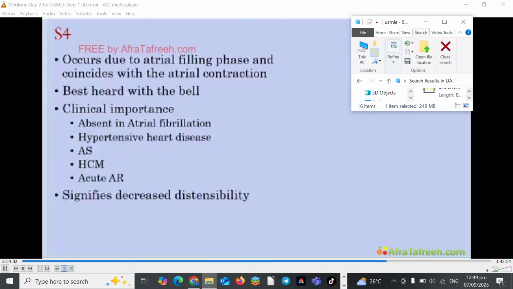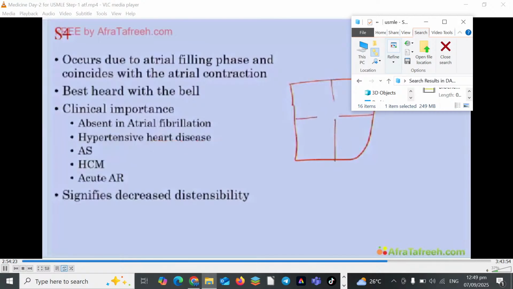Now when you talk about S4, what is happening? When you consider this volume, this was 70 ml. Here it goes 70 ml, right?